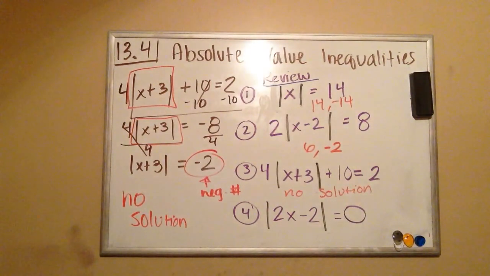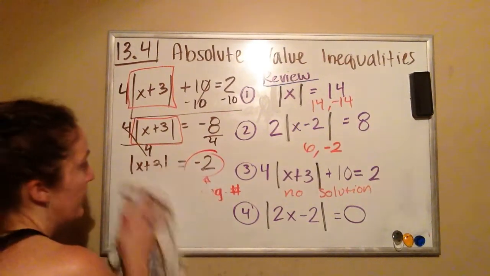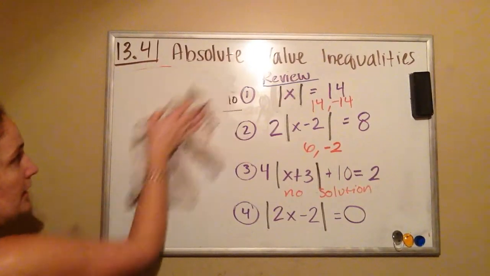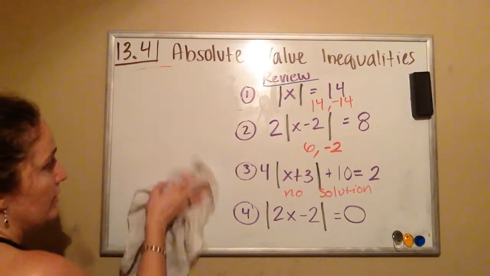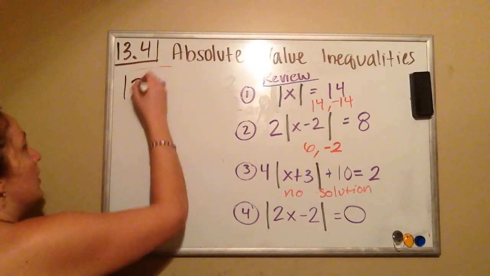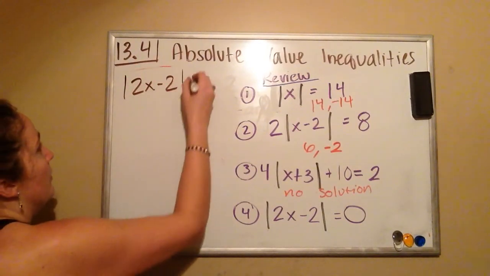Good. The last one, number 4, we got lucky with this one because that absolute value is already isolated. It's by itself, so we saved a little work there. We just have to figure out what we're going to do with it.